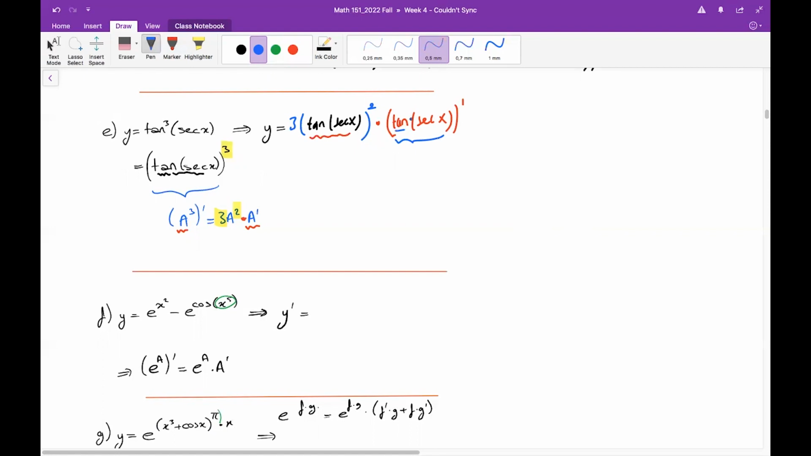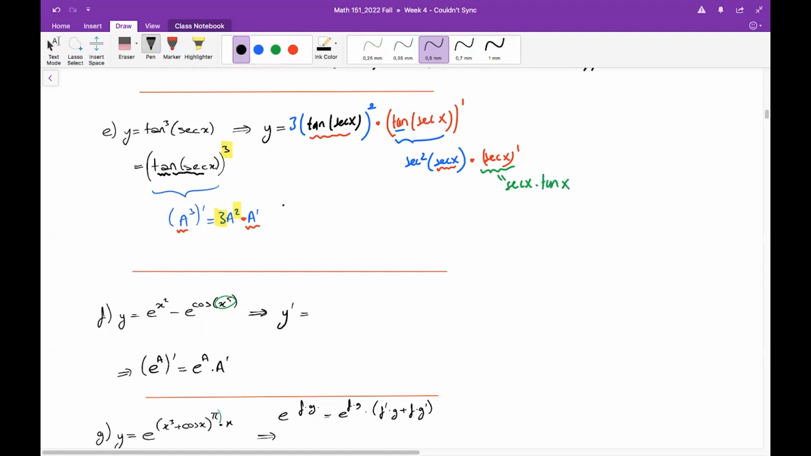You should start with the outermost one again. The derivative of tangent is secant squared, and you don't change anything about the inside function. Then you have to multiply with the derivative of this thing. Finally, you can give the derivative rule for secant x, which is secant x times tangent x.